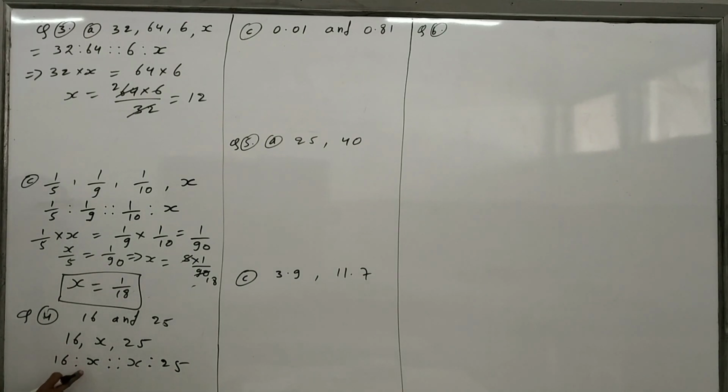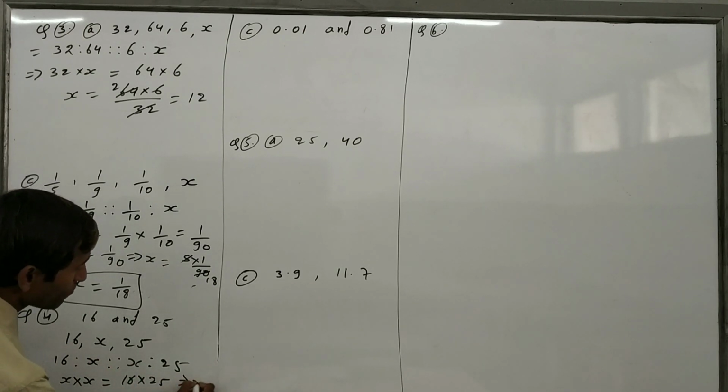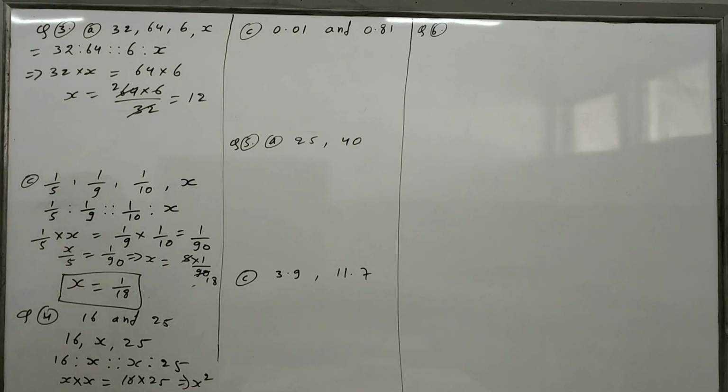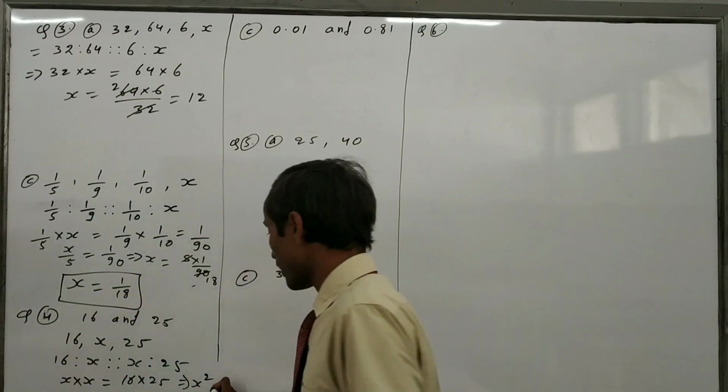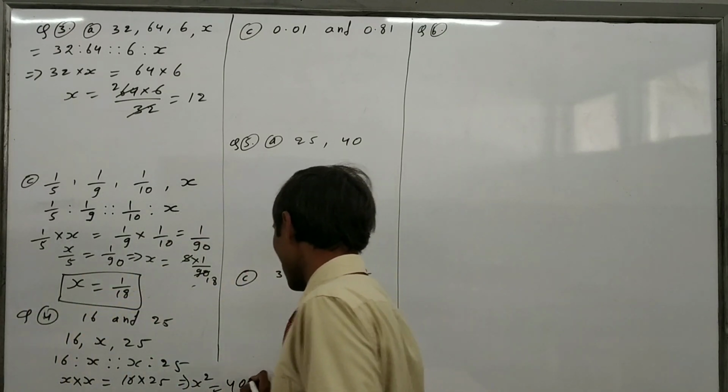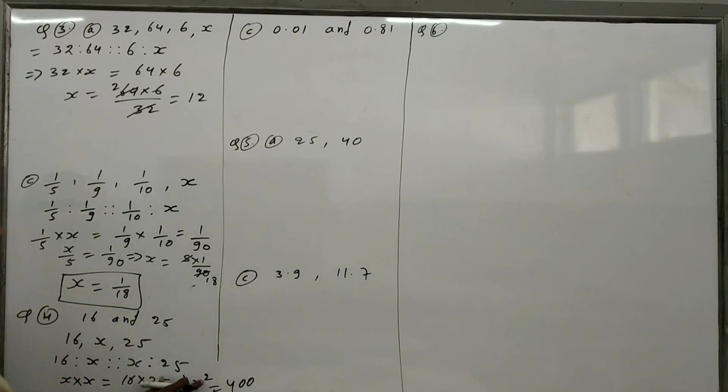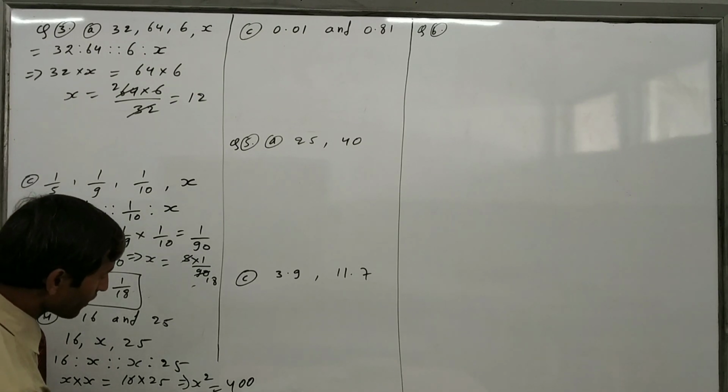Now multiply again. Apply the formula: product of mean terms is equal to product of extreme terms. So x into x, that is x square, is equal to 16 into 25. How much will it come? It will come 400. Write down here 400. Now a square is there, so if we remove this square, it will come in square root.